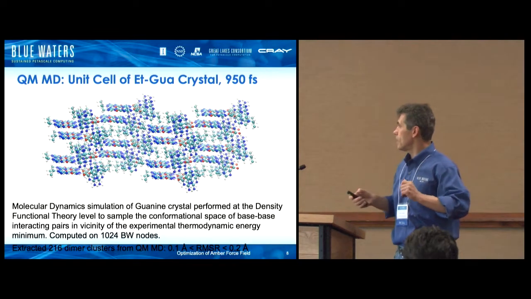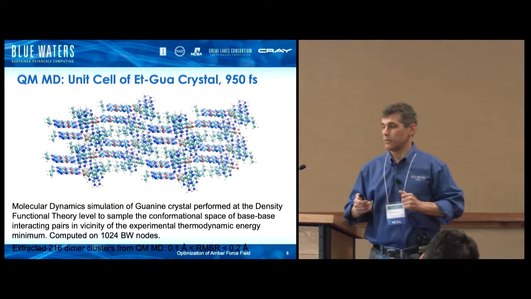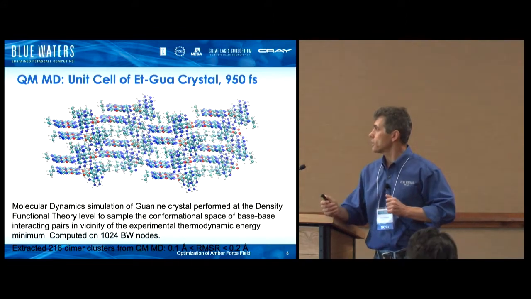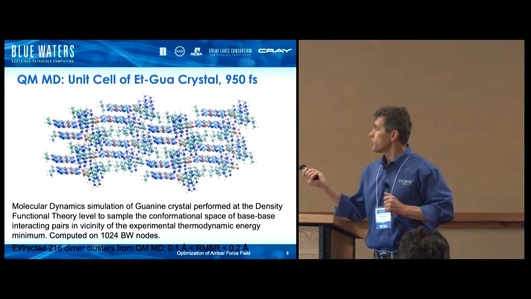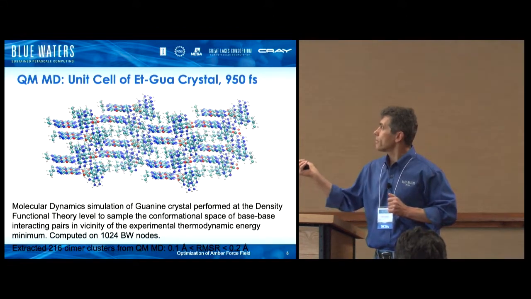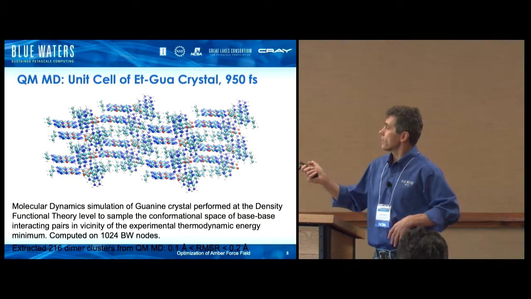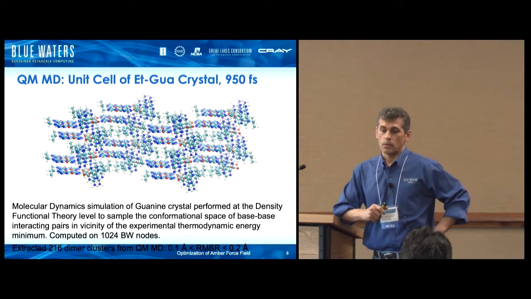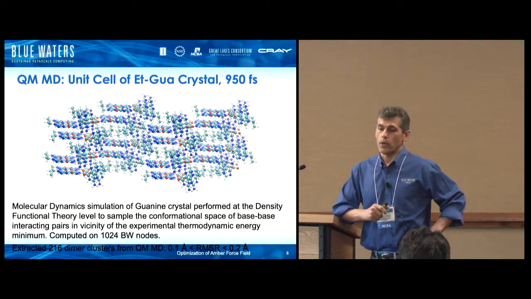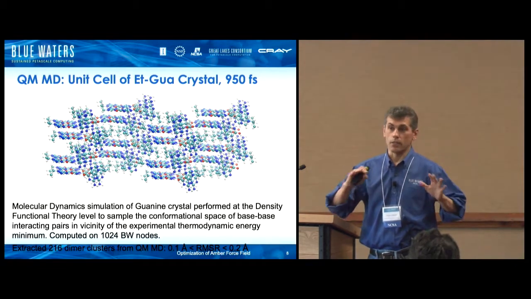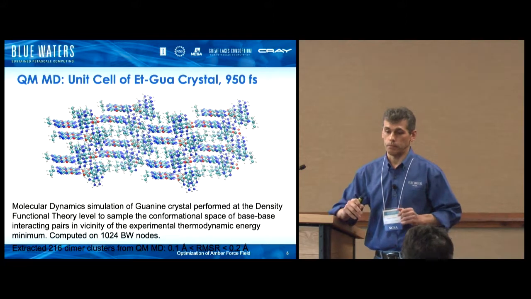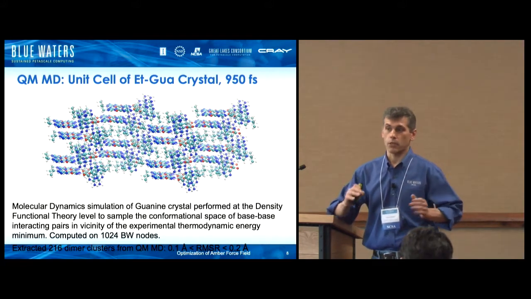But we cannot get an entirely parabolic curve from simulations. What we can do is run an MD simulation of a crystal. Here is an example of a guanine, ethyl guanine crystal. We run QM MD using density functional theory with the RMG code, allowing the system to slightly relax, perturbing the structure.